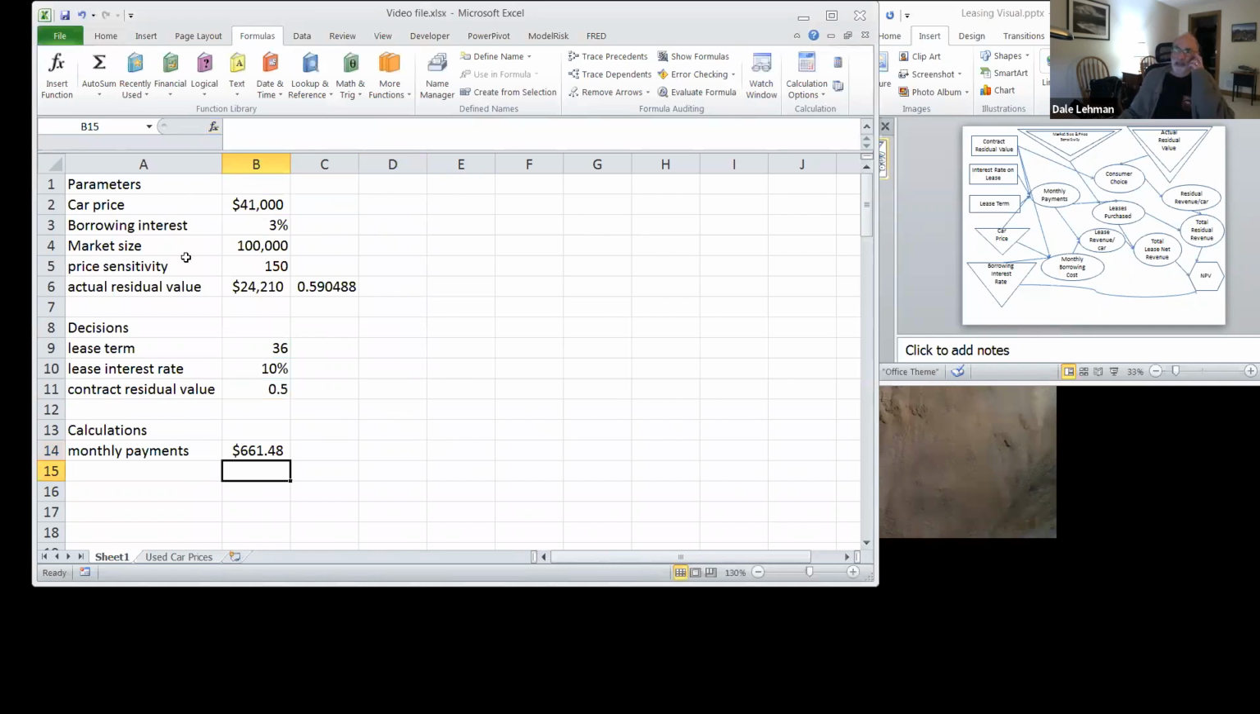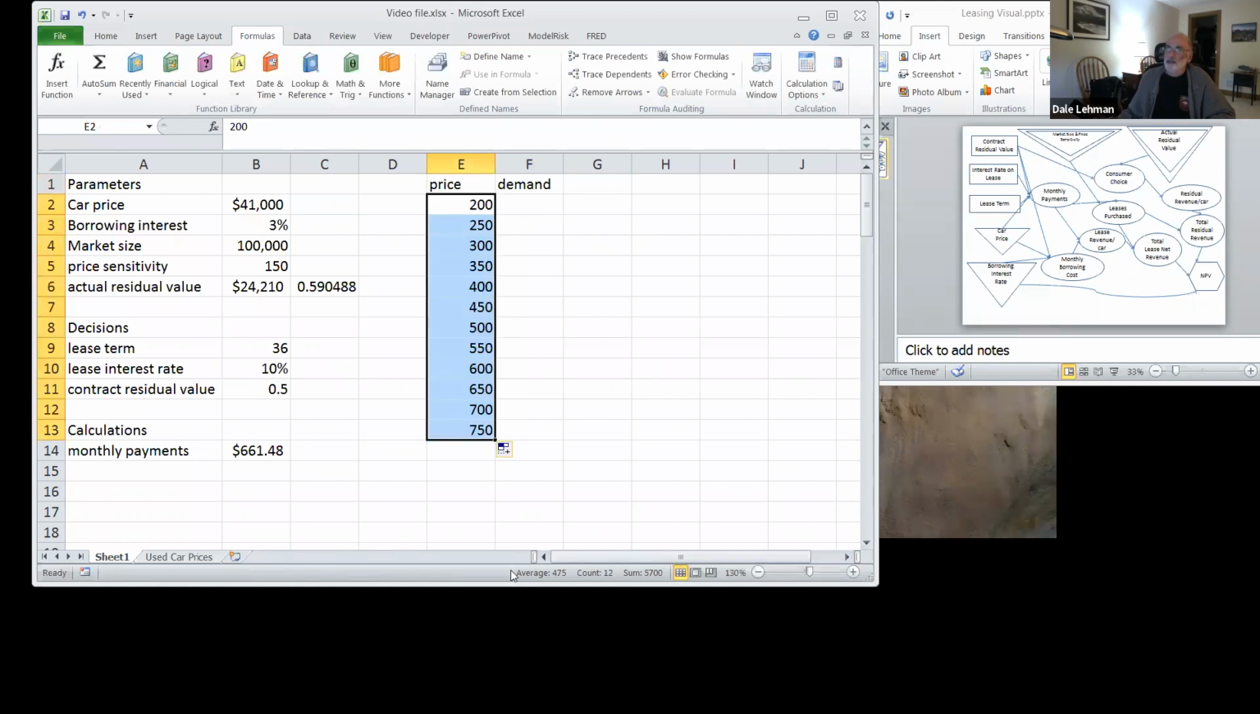Now, to understand how this market size works, let's go over here and just set up a little table that says price and demand. And let's look at prices that go from, let's say, 200 going up by 50 each time. I'll drag this down. Let's go to 750.